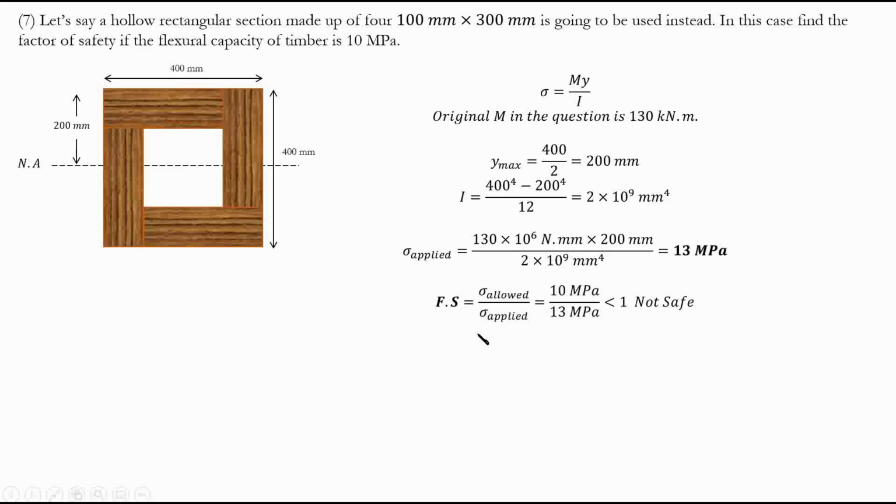And your factor of safety will be, again, as I mentioned, allowed stress over the applied stress. Allowed is given as 10 here. Applied here, as you found, is 13, which means that it will not be safe, right? It will not be safe.